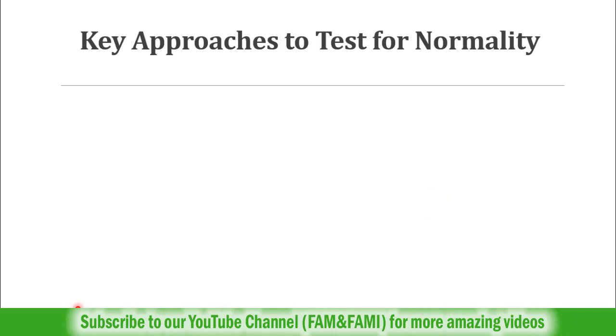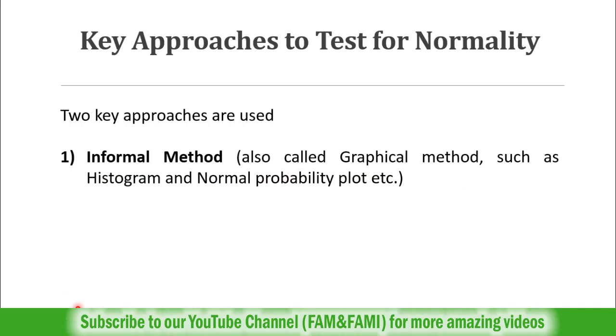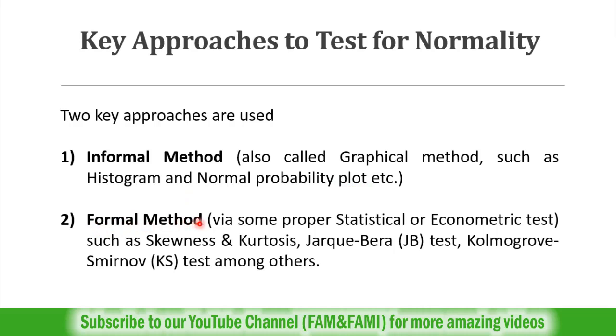Key approaches to test for normality. Two main approaches are used in literature. The first one is called informal method, also called graphical method, such as plotting a histogram of the OLS residuals or any other data series, and also making a normal probability plot. The second method is called formal method, where we use some proper statistical or econometric test. Some of the famous tests that are used in literature to test a data series for normality are skewness and the kurtosis measures, the Jarque-Bera test of normality, and Kolmogorov-Smirnov test, among many others. Let's discuss these two methods one by one.